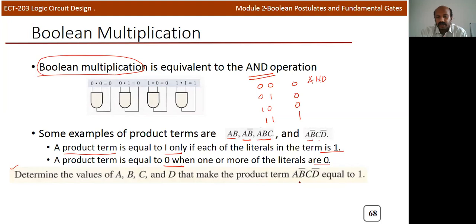In order to get 1, each of the literals in the term should be 1. So in order to get B bar equal to 1, B should be equal to 0. And in order to get D bar equal to 1, D is equal to 0. So this is the condition: A is 1, B is 0, C is 1, and D is 0. Then you will get the product term equal to 1.